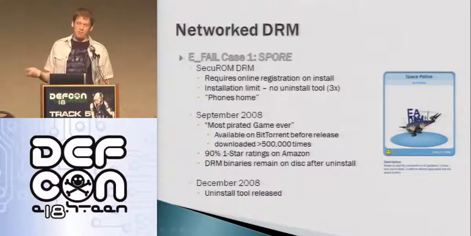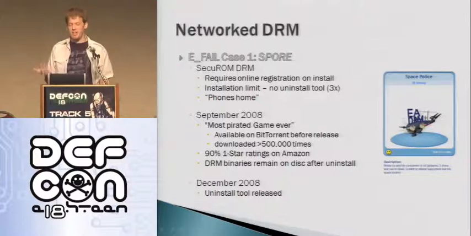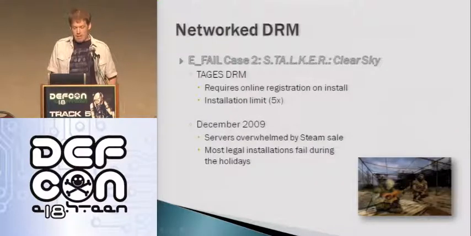Luckily, with all of the buzz around this in December, there was a release of an uninstall tool, and the uninstall tool, if you did it correctly, would remove most of the binaries, and it would also reset your install count. But the question is, why not immediately get it right? And this is one of the first examples of network DRM starting to completely fail and fall apart. The next game, Stalker Clear Sky.